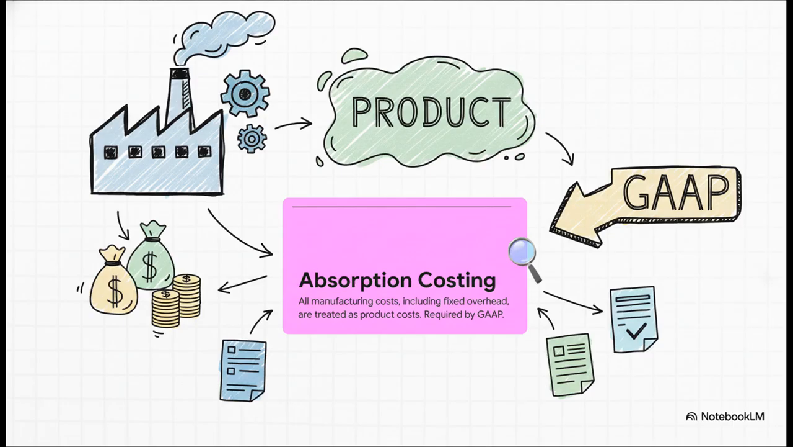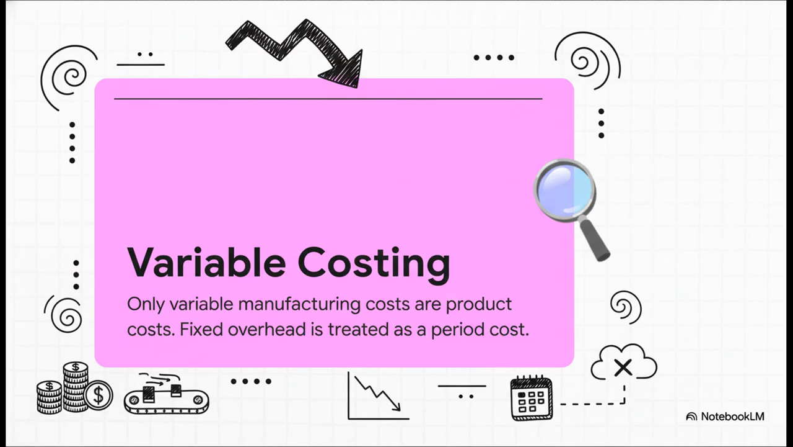It's important to note that this is the required method under generally accepted accounting principles, or GAAP, for any external reporting. Now, in the other corner, we have variable costing. And just as its name suggests, it only considers variable manufacturing costs as part of the product cost. So what happens to fixed manufacturing overhead? Well, it's not attached to the inventory at all. Instead, it's treated as a period cost, meaning it's expensed entirely in the period it's incurred, just like your monthly rent or administrative salaries.